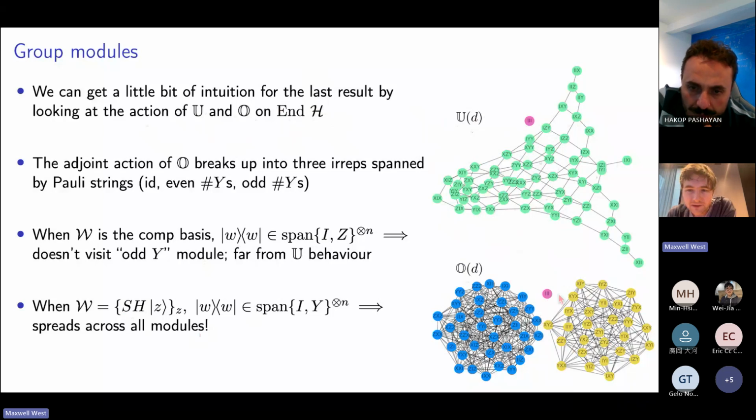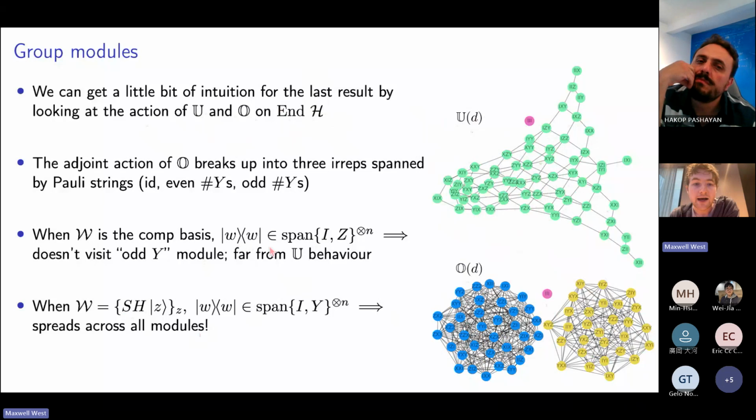So the identity is always by itself in a trivial representation, but you find that this big module actually splits up into two. And this maybe gives us a little bit of intuition of what's going on. These two modules, it turns out, are spanned exactly by the Pauli strings that have either an even or an odd number of Y's in them. So this blue one, unless I mess something up, should always have an even number of Y's, and this yellowy gold one should always have an odd number of Y's.